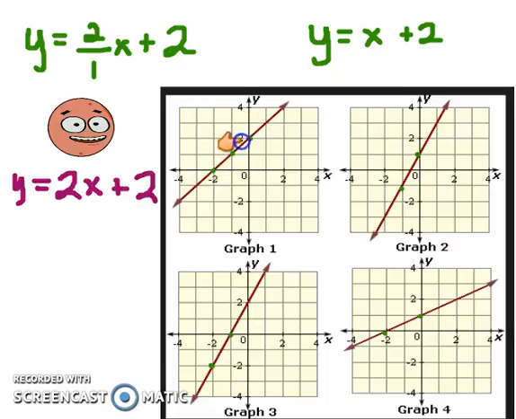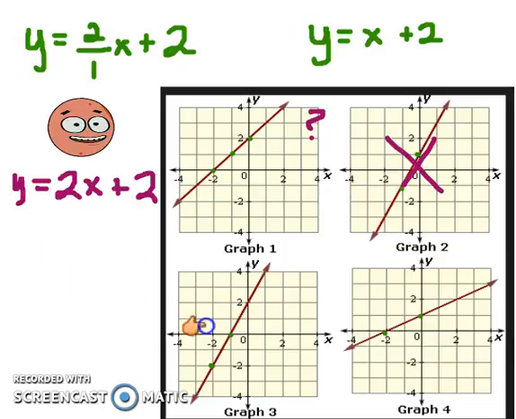So I'll look at graph 1. Here's my y line. The line crosses over at plus 2. So it could possibly be this one. I'm going to look at this graph. No, this crosses over. Its y-intercept is 1, so it can't be this graph.